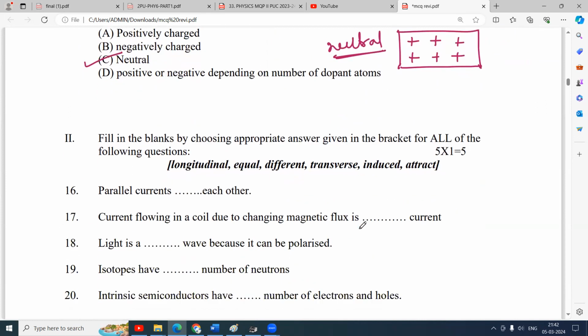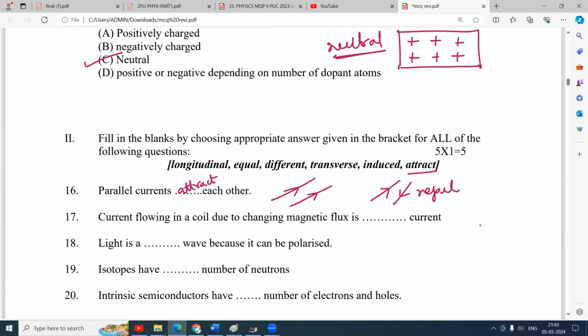Okay. So fill in the blanks. Parallel currents dash each other. Parallel current means they are referring to two current carrying conductors placed side by side like this. Two conductors carrying current in the same direction, they attract each other. You know it. They attract each other. So we say that like currents attract, unlike currents repel. So if you have two conductors carrying current in the opposite direction, they repel.